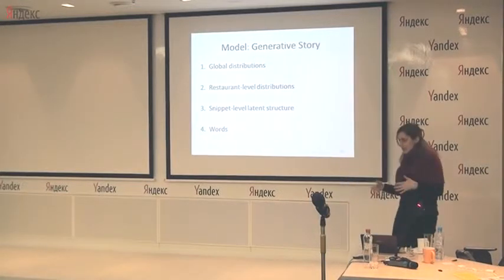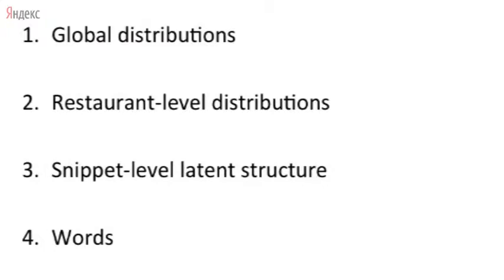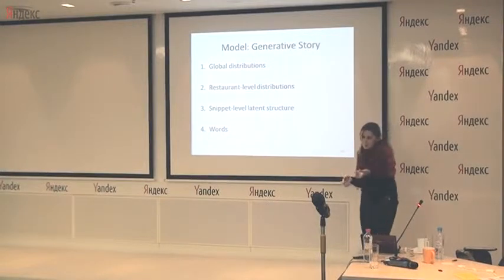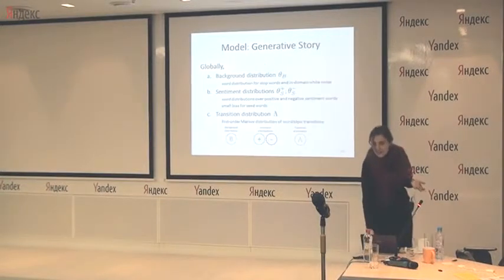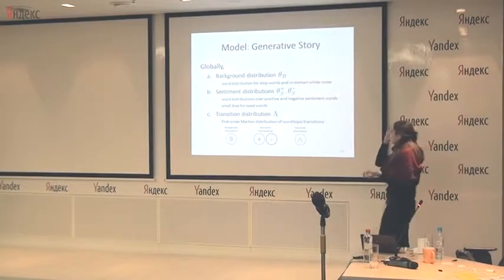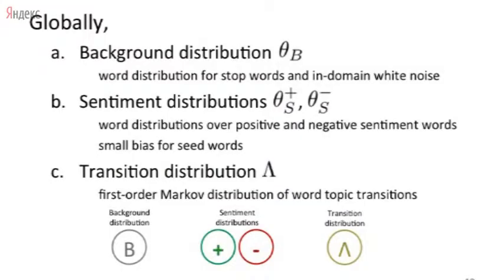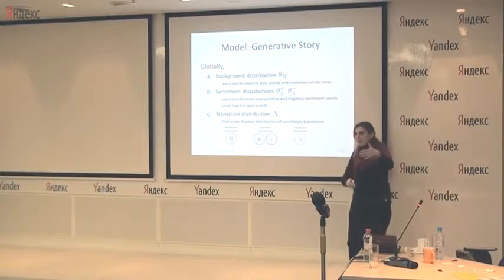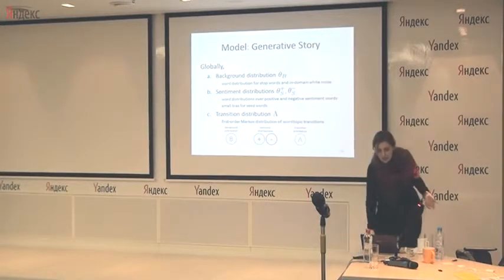So, as I said, we have several distributions. We'll have global distributions which are carried across, restaurant-specific distributions, then structure for the individual snippets and the words. Let me just go fast through all of those. Globally, the things which are shared by everybody are the background, then the sentiment distribution, where you would have positive or negative bias for your sentiment words, and a transition distribution. It will be just a simple HMM, which shows you how you switch from one topic to another.